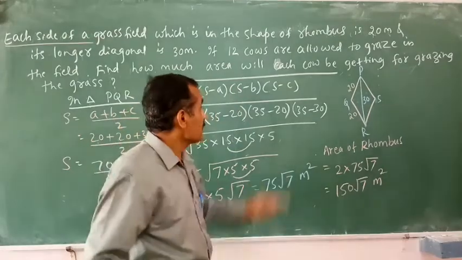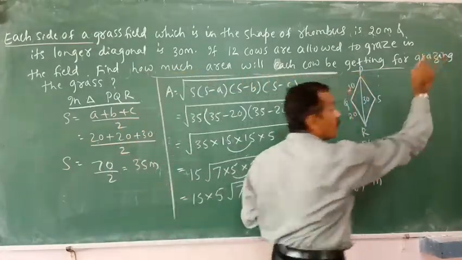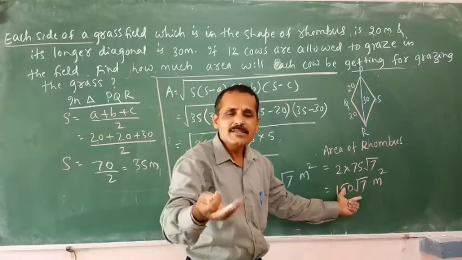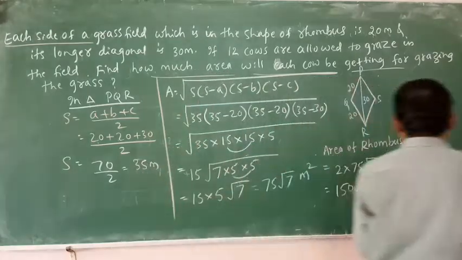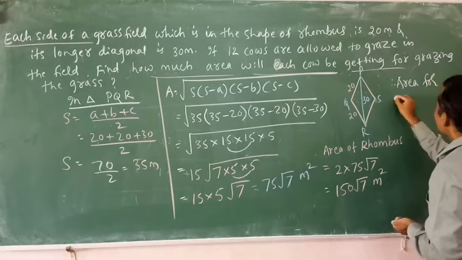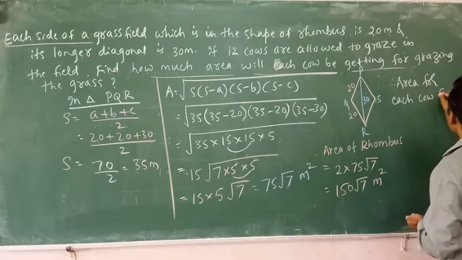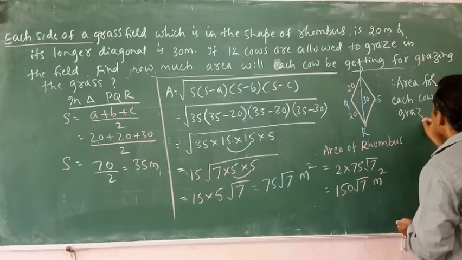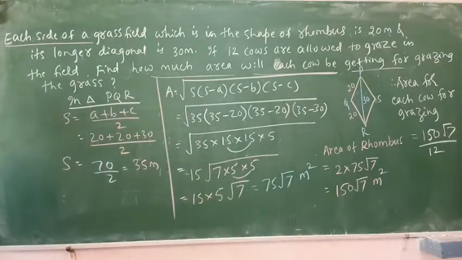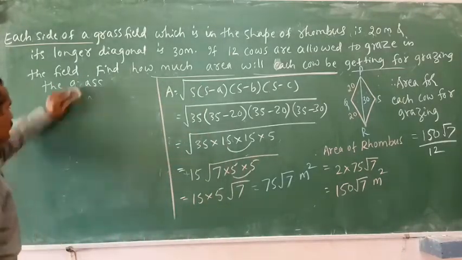Now, what is the question asking? How much area will each cow get for grazing? The total area is this much. In this, 12 cows are allowed to graze. What about the share of each? I will write, therefore, the area for each cow for grazing, grazing means eating the grass, is equal to the total area, 150 root 7, divided by 12. If you simplify, what answer are you getting?